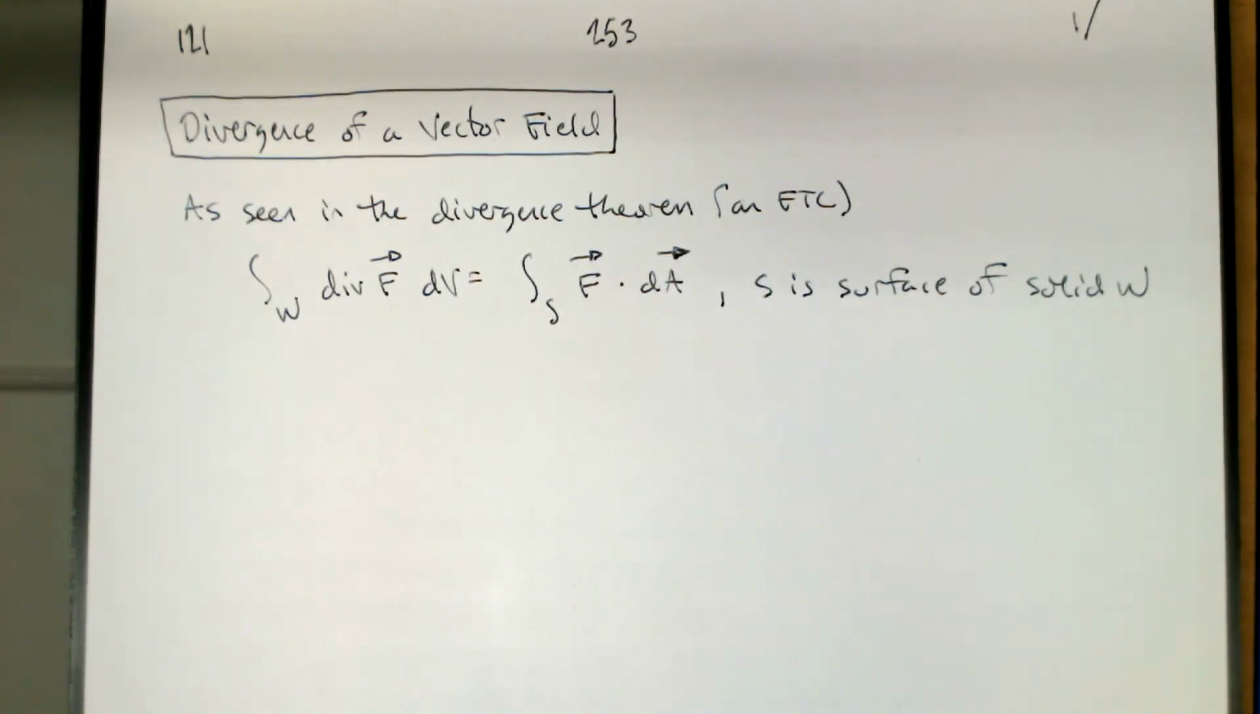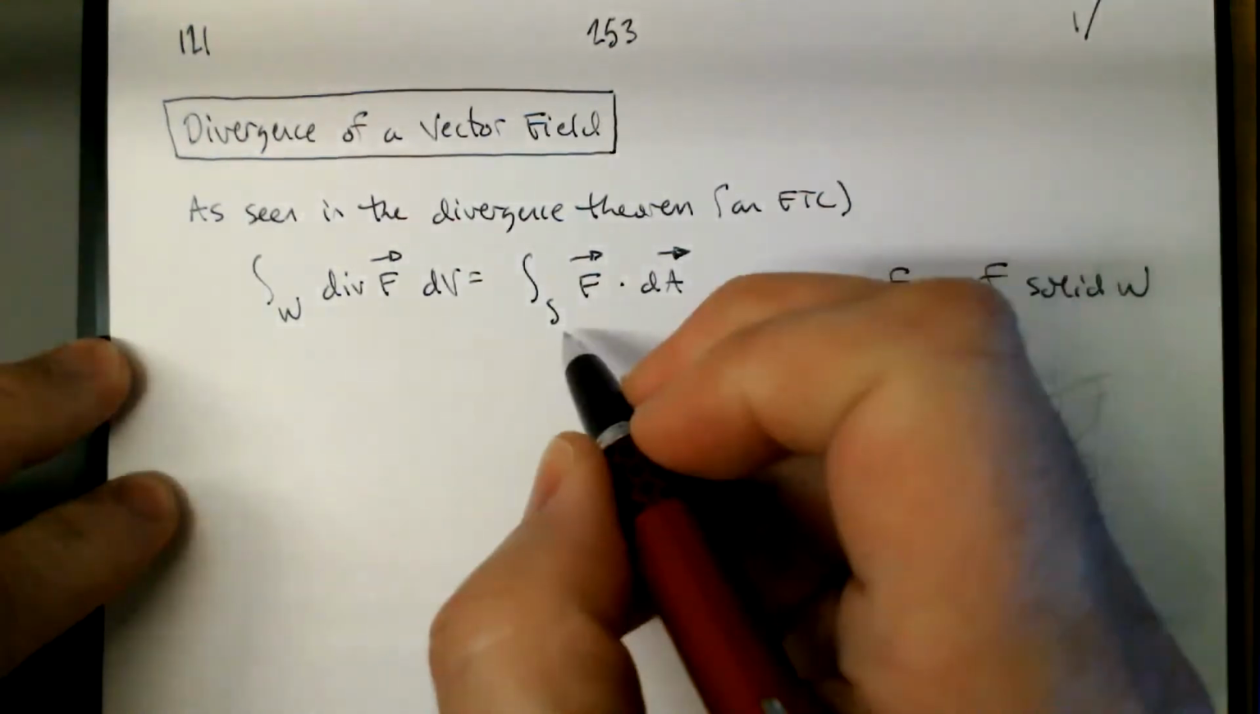In this case, that vector field dot dA, the flow of the vector field through the surface. So we calculate the divergence of the vector field at every point in a solid, and that's just calculating the flow of the vector field through the surface of the solid. So we want to think about what this divergence means. We know a little bit more about surface integrals.